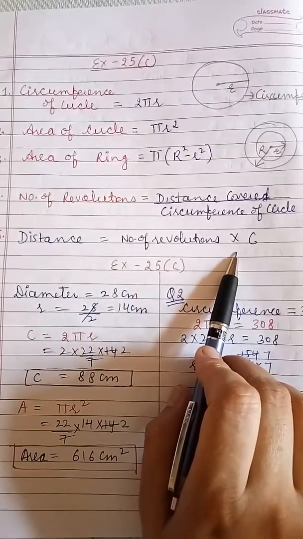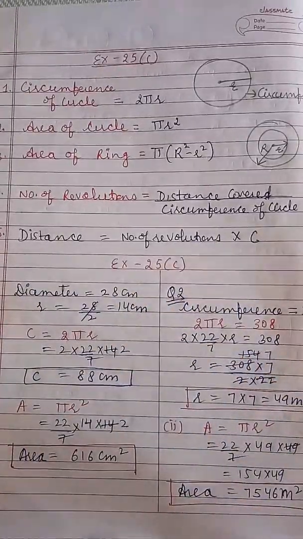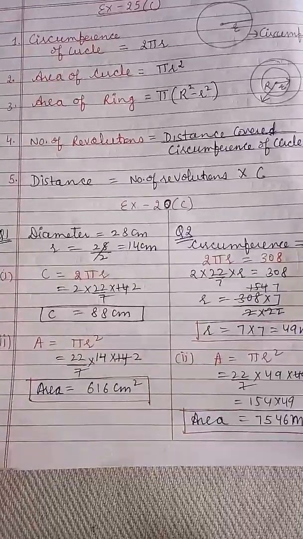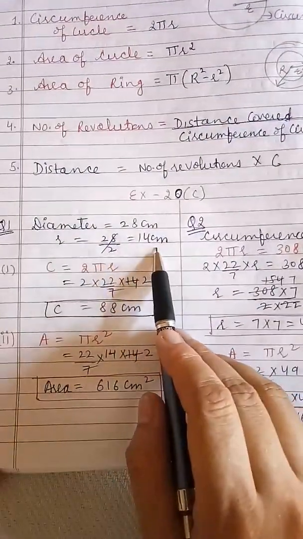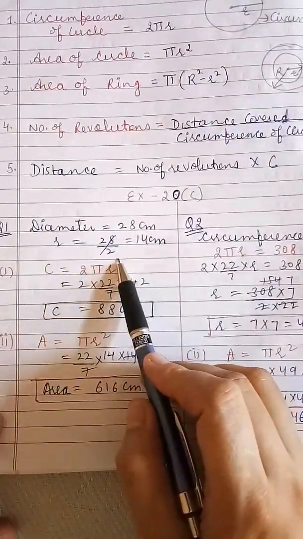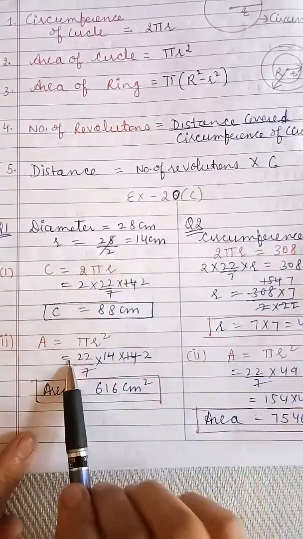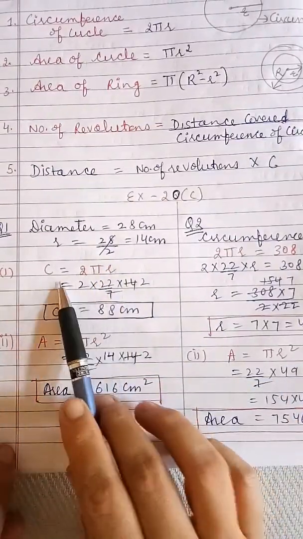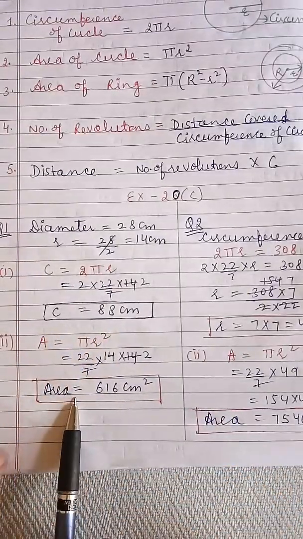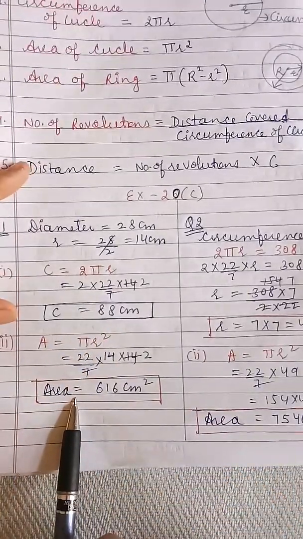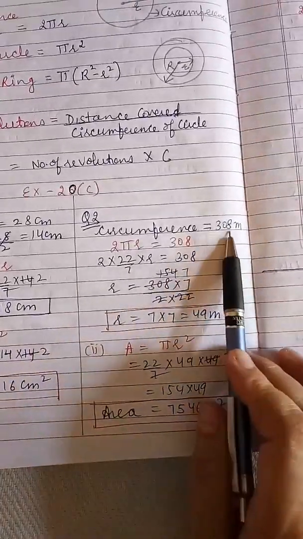So let us discuss exercise 26C now. In this exercise, the diameter is already given as 28, so the radius is 14, diameter divided by 2, and they ask you to find the circumference and area, and it's very simple. Use the circumference formula 2 pi r, put the values, and the area is pi r square, put the values, and we will get the answer.